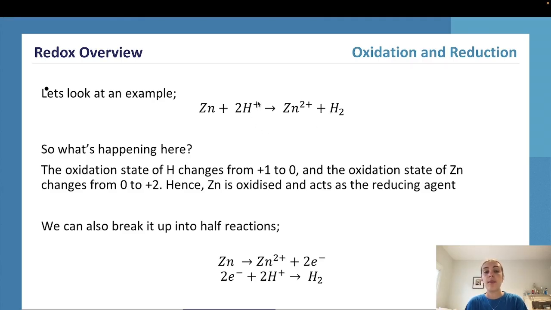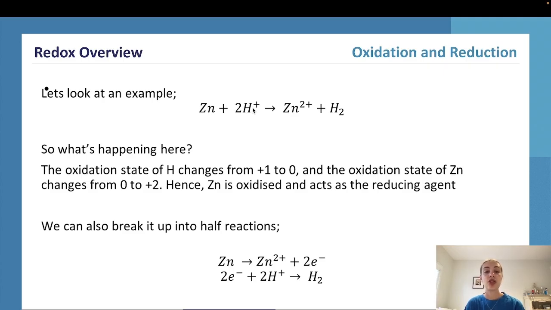Anything with a charge, its oxidation number is going to be the charge of that given ion. And then our other rule states that anything that's entirely made up of one type of element is going to have an oxidation number of 0. Hence, hydrogen gas, or H2, has its oxidation state of 0, whilst H+, our hydrogen ions, has its oxidation state of +1.